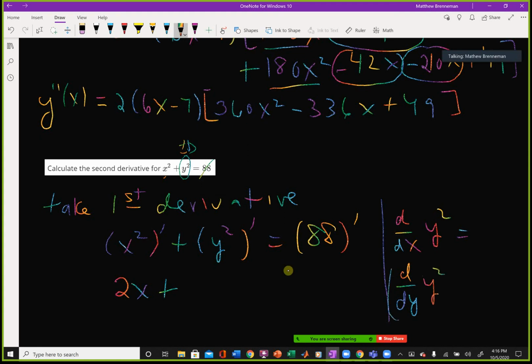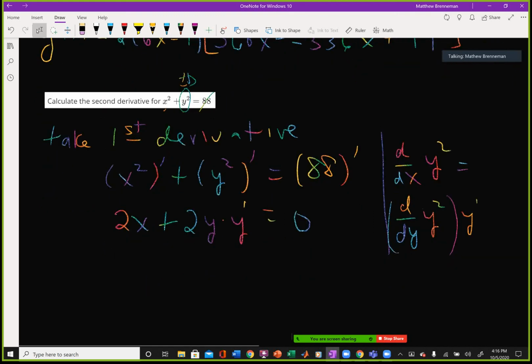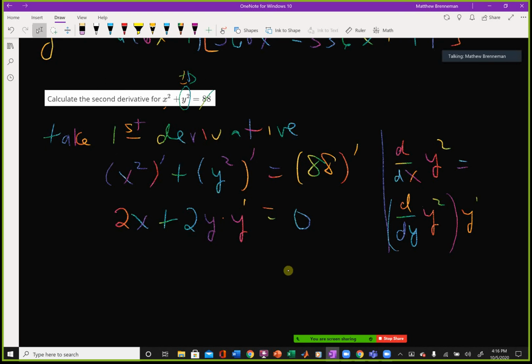Right? And then we're going to multiply that times y prime, dy dx. And so, of course, the derivative of y squared with respect to y is just 2y times y prime is equal to 0. And I'm going to solve for y prime for reasons which might not be apparent to you initially, but I'm going to go ahead and solve for y prime.